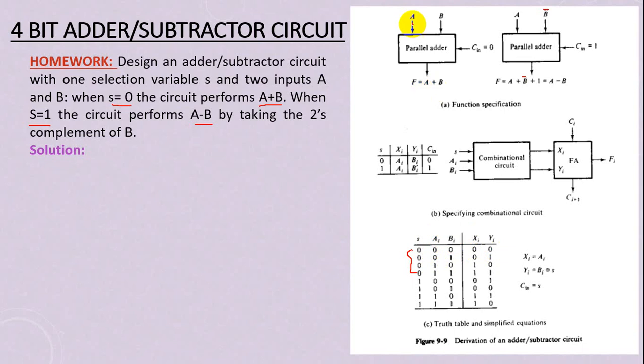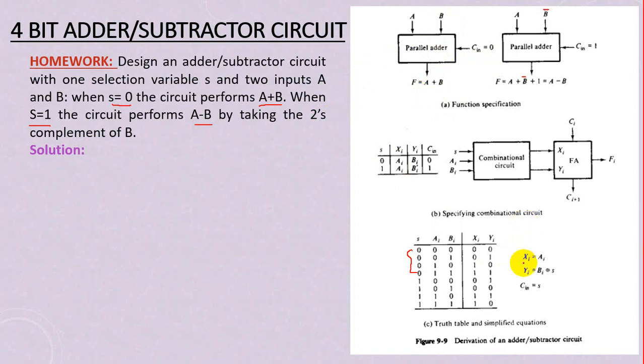Look at over here. When the selection pin is 0, 0, carry equal to 0 and S equal to 0, A and B have no modification. So X equal to A, Y equal to B. Clear? Because when the selection pin is S equal to 0, it will perform A plus B. To perform A plus B, we don't need to modify B. It is as it is and carry in equal to 0. Keep it as it is and we get the A plus B operation.